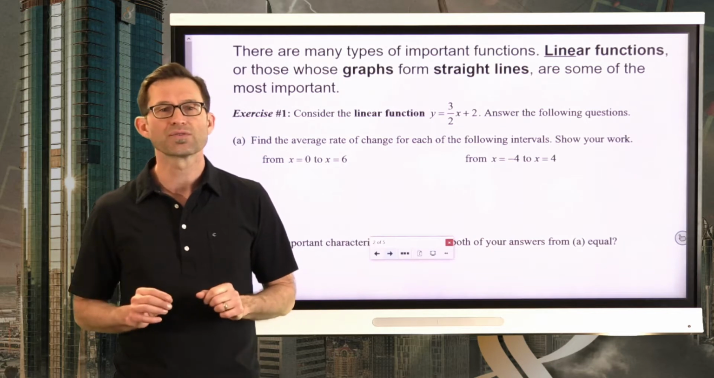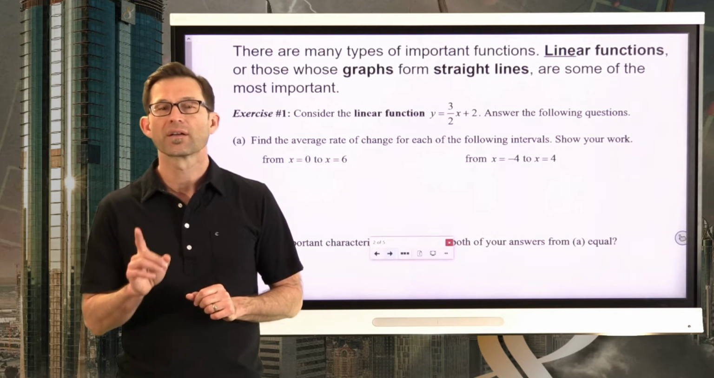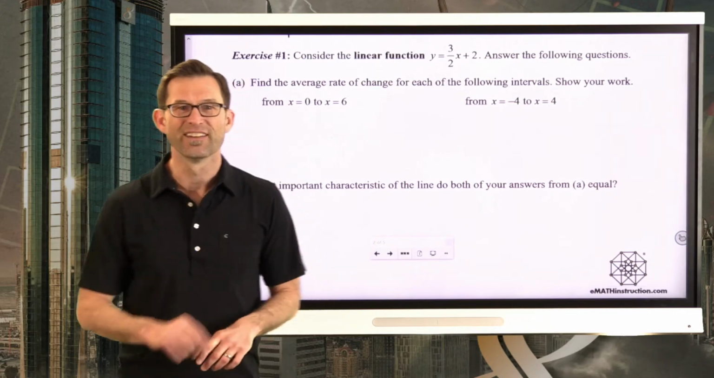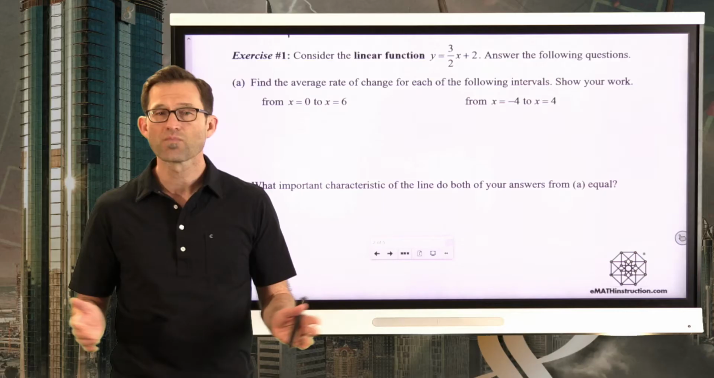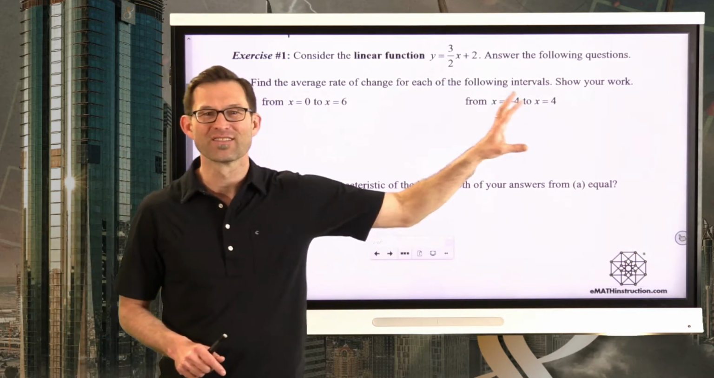And what we want to do in exercise 1 is look at probably the most important thing concerning linear functions. So let me bring exercise 1 up to the top, and let's take a look at it. Consider the linear function y equals 3/2 times x plus 2. Answer the following questions. Letter A, find the average rate of change for each of the following intervals. Show your work. Letter B, what important characteristic of the line do both your answers from A equal? All right, so why don't we do the easy one together, the first one, then we'll have you do the more challenging one on your own.